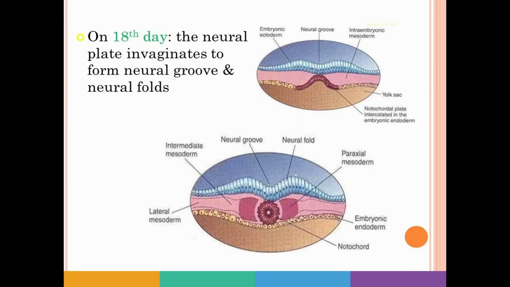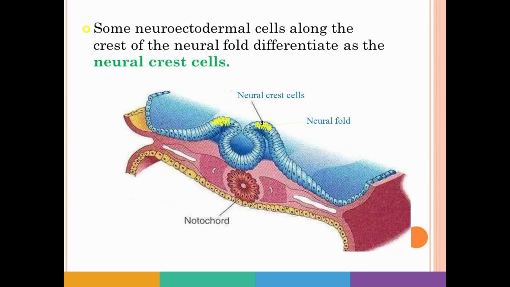Now, what happens on the 18th day is that the neural plate invaginates to form neural grooves and neural folds. As you can see in the image, the neural grooves are being formed and further the neural folds. Now, some neuroectodermal cells along the crest of the neural fold differentiate as the neural crest cells. This area is marked as neural crest cells. This one.